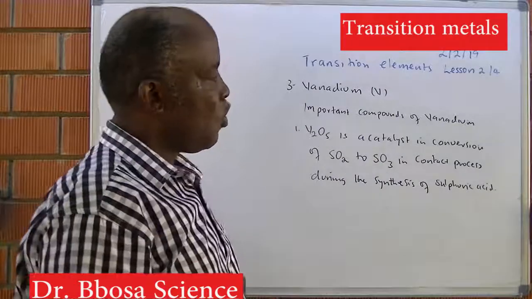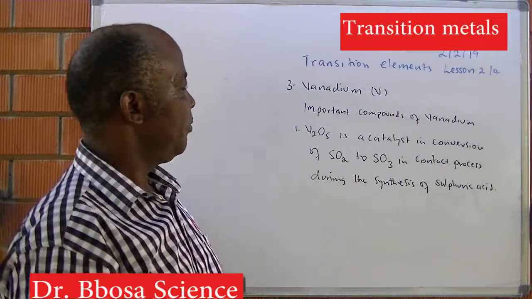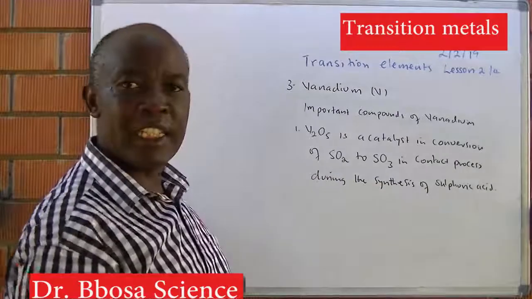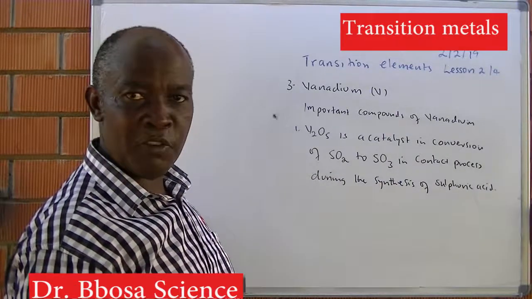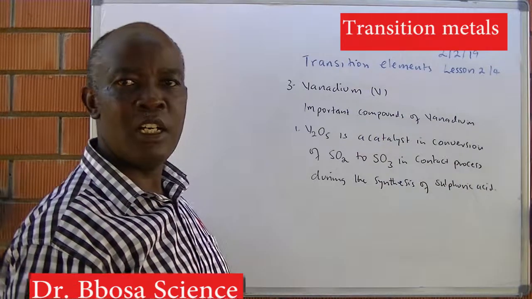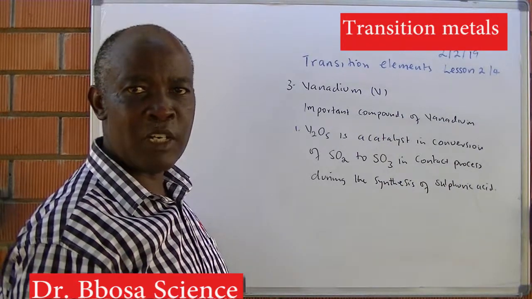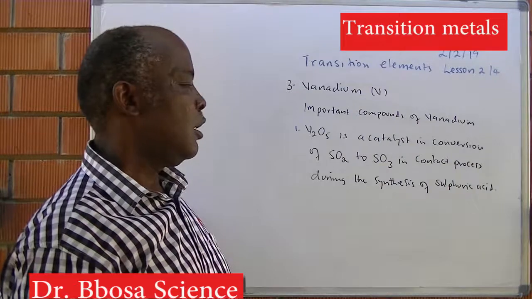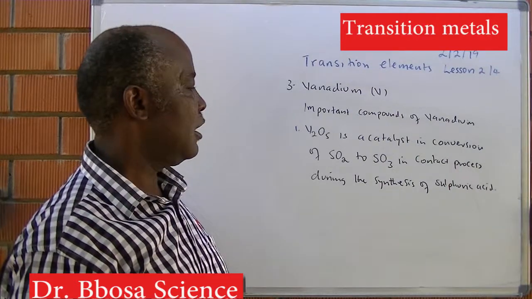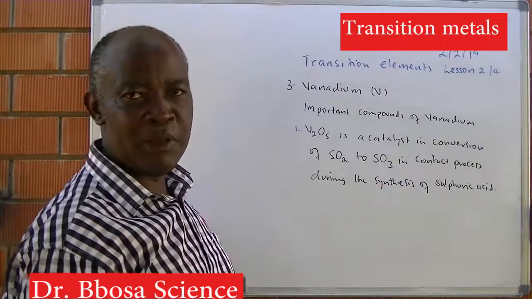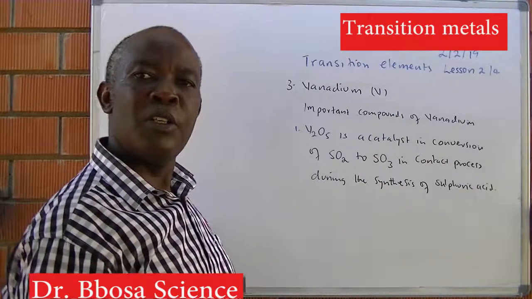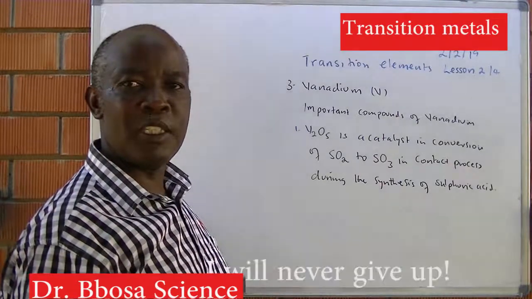Important compounds of vanadium. Vanadium pentoxide is a catalyst in the conversion of sulfur dioxide to sulfur trioxide in the contact process during the synthesis of sulfuric acid. Sulfuric acid is one of the major chemicals in developed countries.